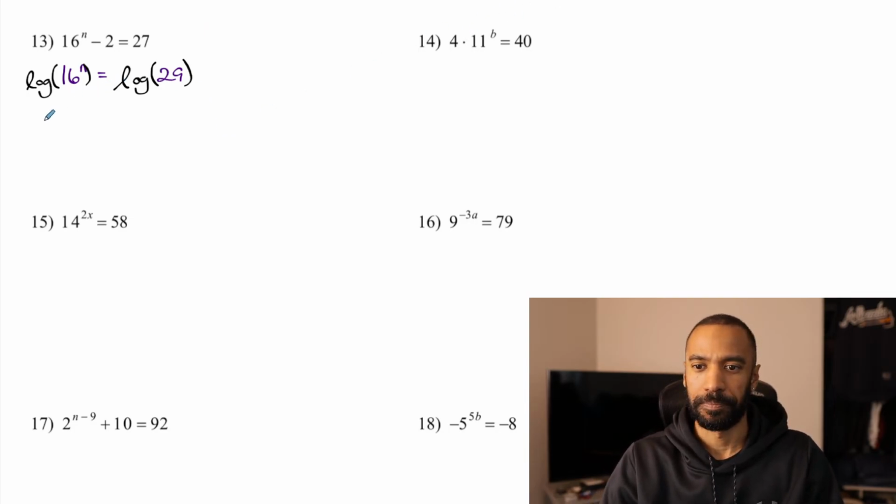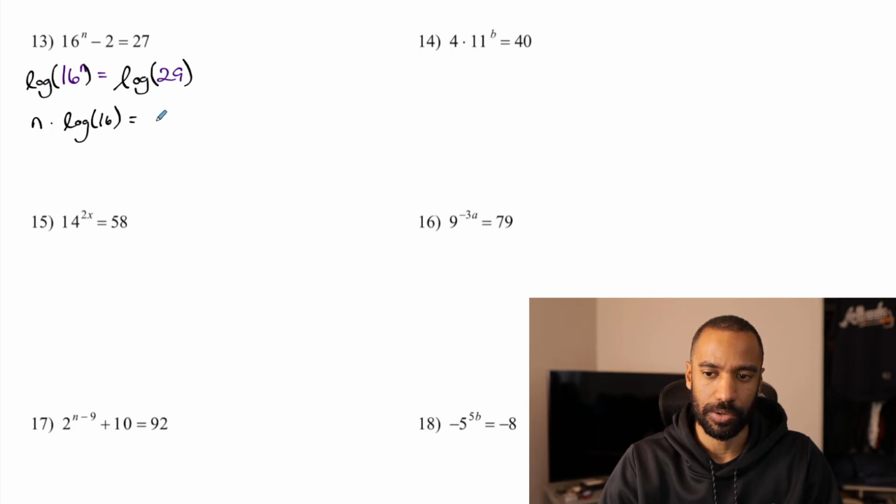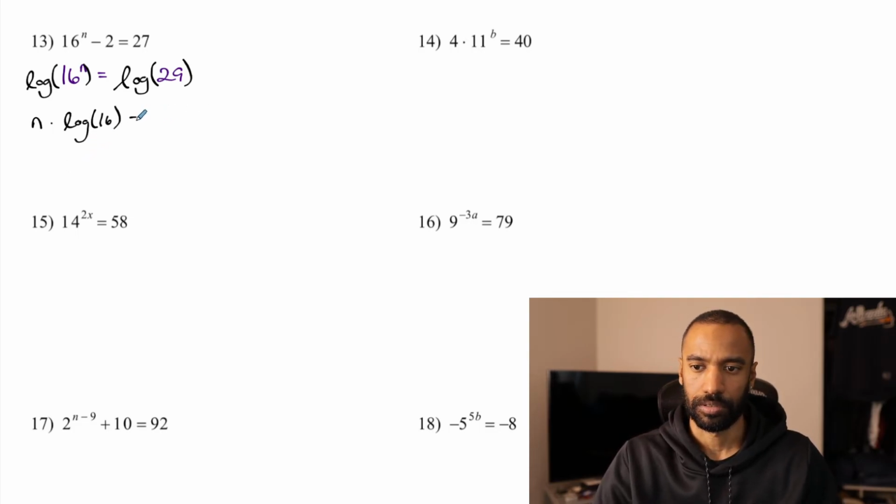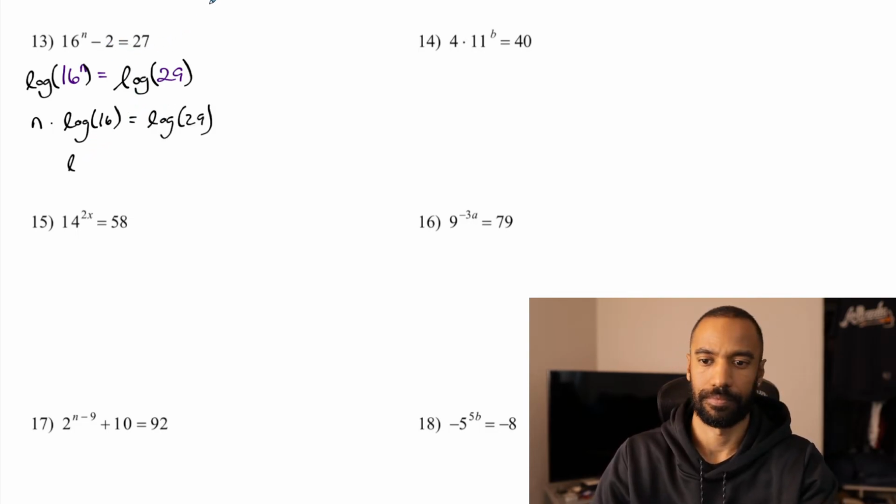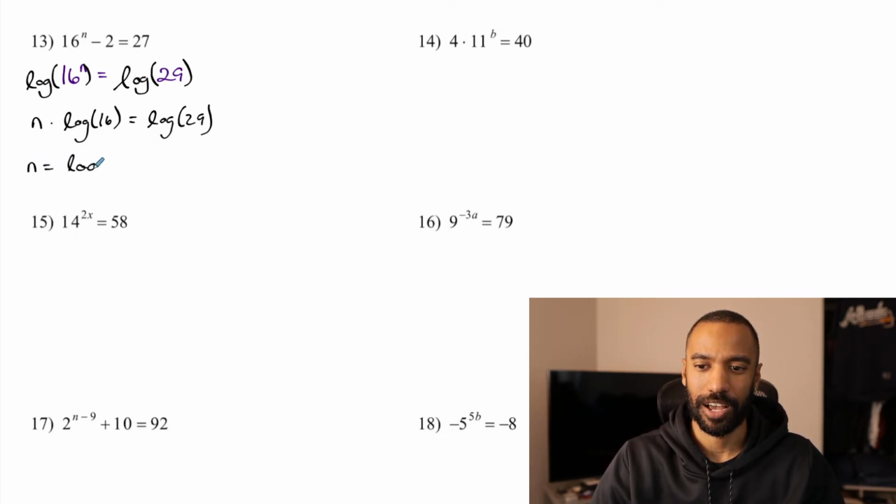Okay. So that's n times the log of 16 equals log of 29. When you divide both sides by log of 16, we get n is log of 29 over log of 16.